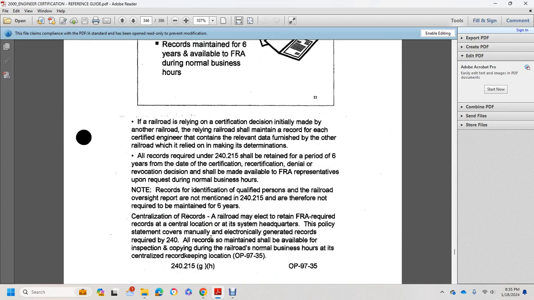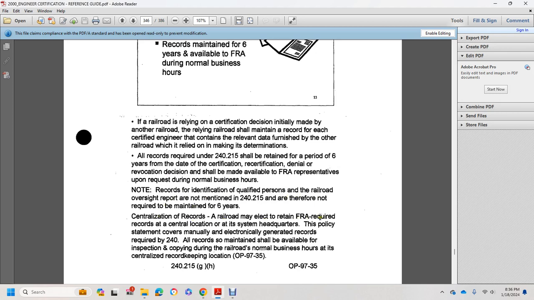If the railroad relying on the certification decision is made with another railroad, the railroad shall maintain a record of each of the certified engineers, the name of the relevant data furnished, and whether the railroad relied on it in making the determination. All records required under 240.215 should be retained for the period of 6 years from the date of certification or recertification. Now, revocation decisions should be made available to the FRA representative upon request during normal business hours. Records of the delegation of a qualified person of the railroad, and oversight of the right, are not mentioned in 240.215 and therefore are not required to be maintained for the 6 years certification of the record.